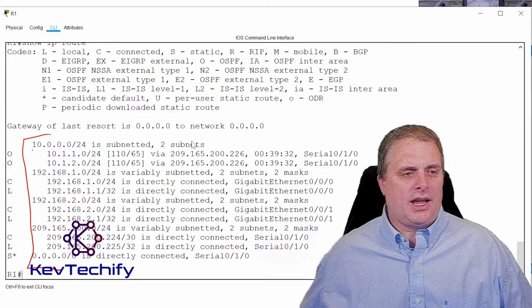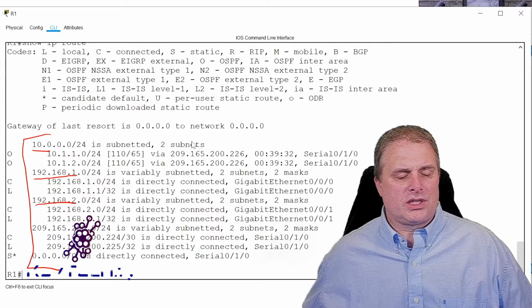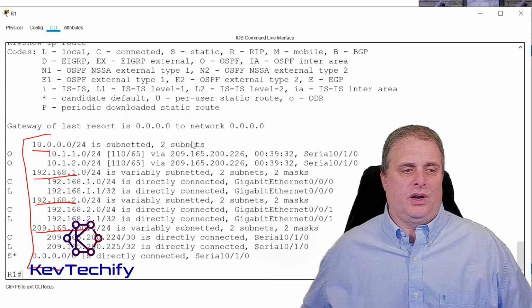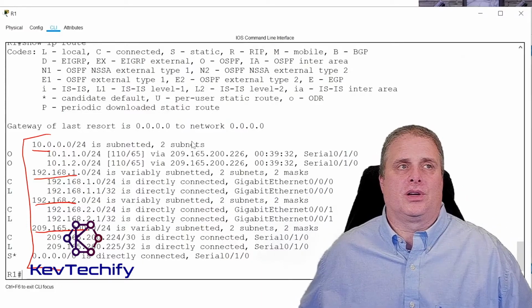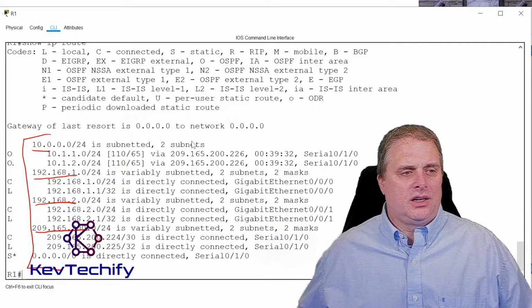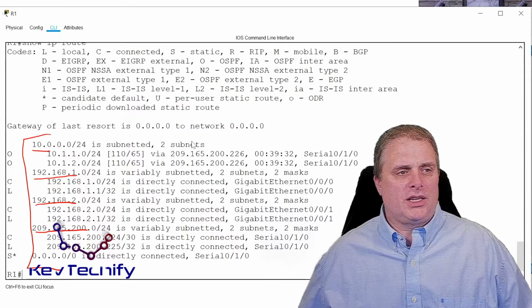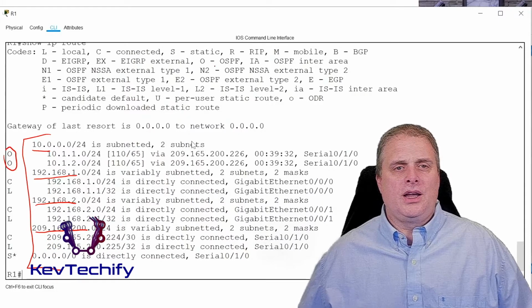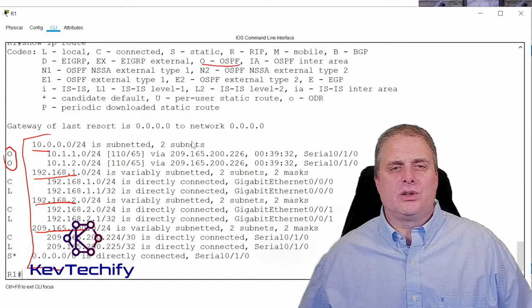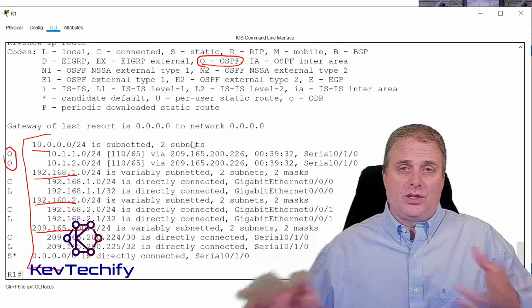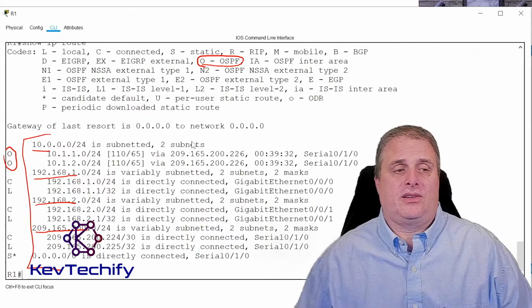I know about a 10 dot network. I know about a 192.168.1, 192.168.1 or .2, 209.165.200 network. I know about 4 different networks for that. As we look here, the letters here correspond to these codes. The letter O right here, if we look up here, that signifies that it was learned through OSPF. That's a routing protocol there that routers use to communicate to determine best paths.